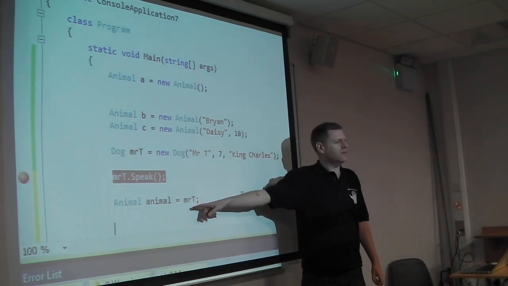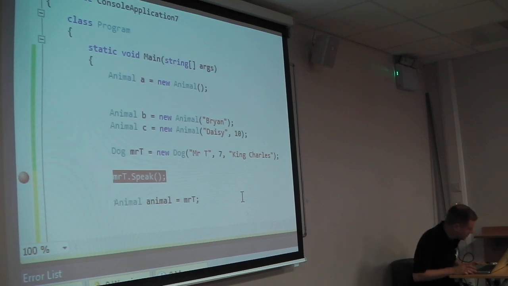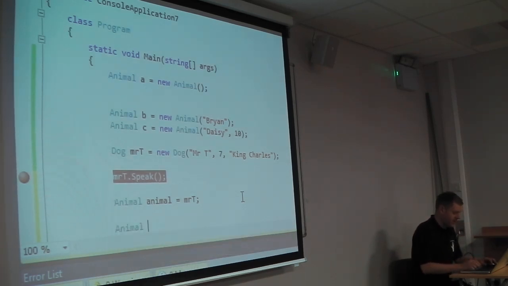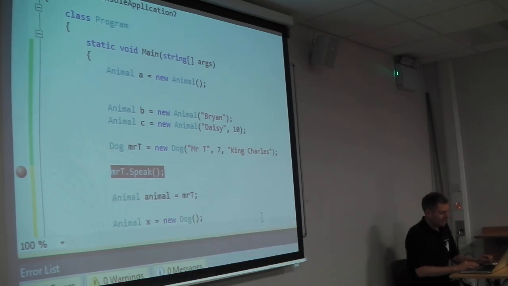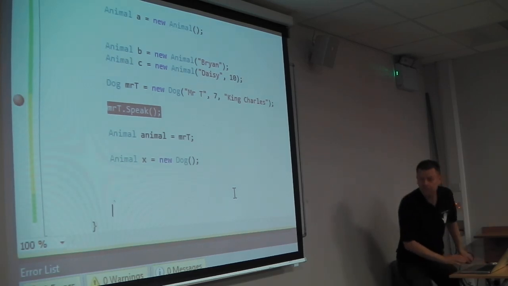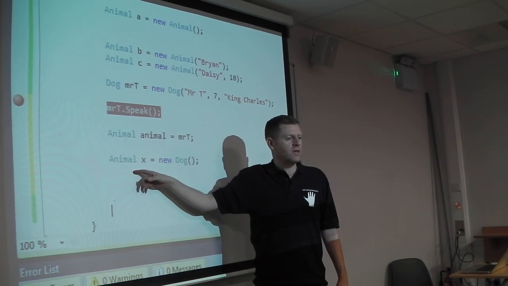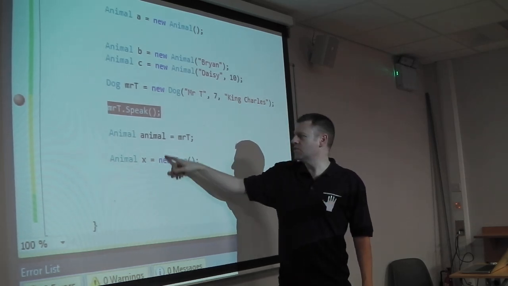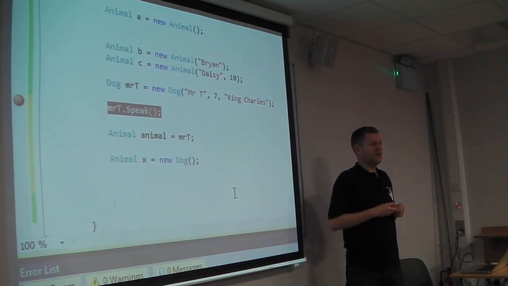Is this okay to do this? This is the same as doing something like this, by the way. Animal x equals new dog. So both of these kind of mean something similar. You're taking something which is a dog and assigning it to be an instance of something which is the parent class or the base class. So are these okay? Why not? Definitely. They are 100% okay. This is an example of polymorphism.